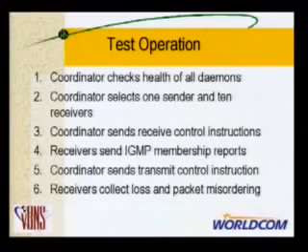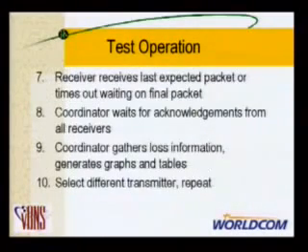The receivers during this time collect loss information and misordering information. Each packet actually has a sequence number in it, and it can detect which packets were lost. So the receiver will wait for the last expected packet, or will time out waiting on the last expected packet, one way or the other. And the coordinator waits for acknowledgments from all of the receivers, and then it gathers the loss information and generates some nice graphs and HTML on our web page, and then selects a different transmitter and repeats. And this is done every night on the VBNS.